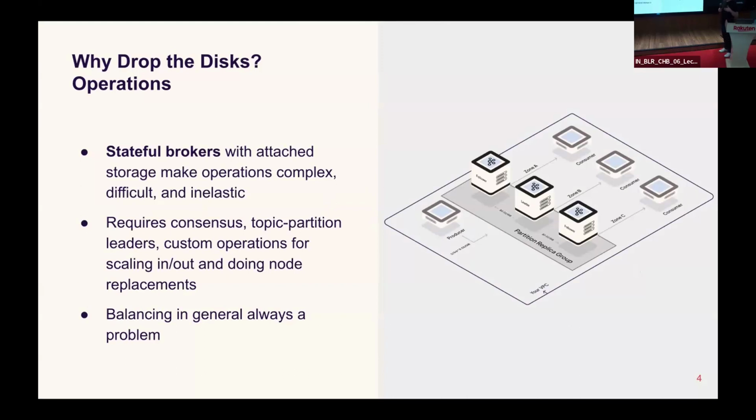If you've ever been on call for Kafka, you tried to scale it in, you tried to scale it out, you have to deal with things like node replacements, partition rebalancing, disk getting full, disk imbalances, failing disks, topic partition leaders, all that kind of stuff, right? And in general, balancing is always a problem. All of those problems essentially arise from the fact that specific topic partitions are owned by specific brokers, and those brokers are storing copies of data that can't be lost.